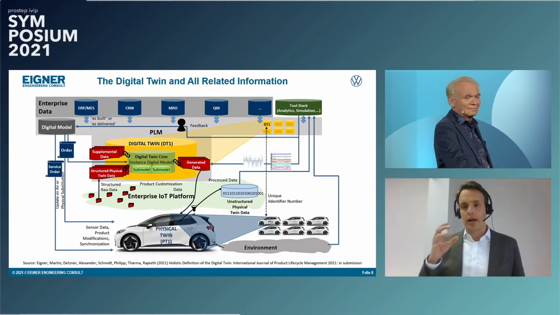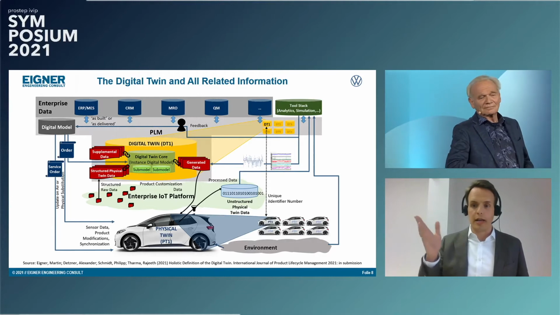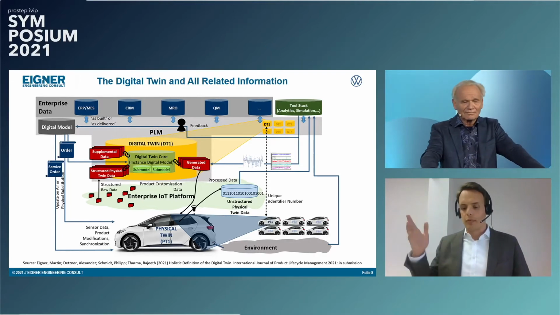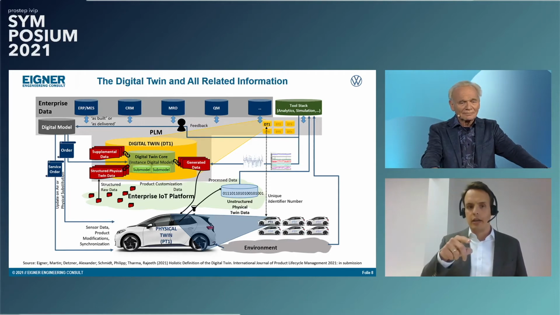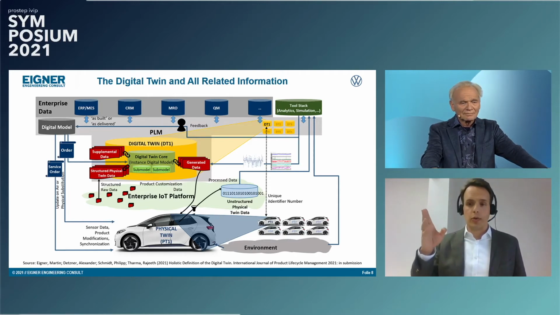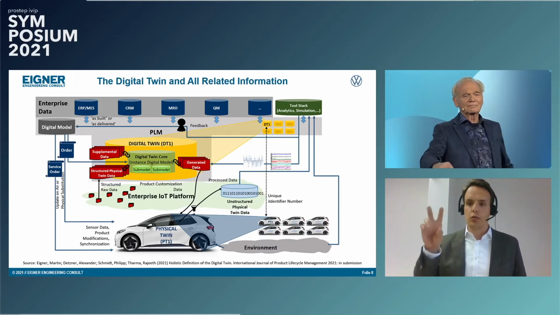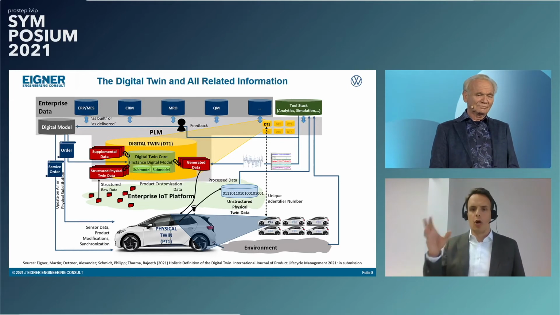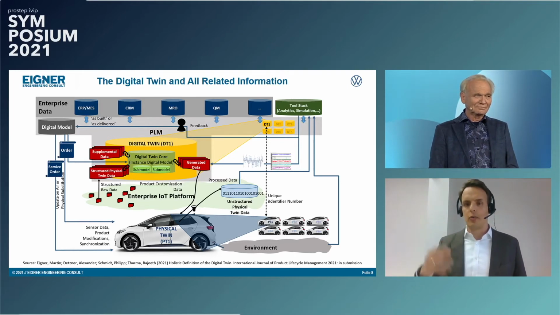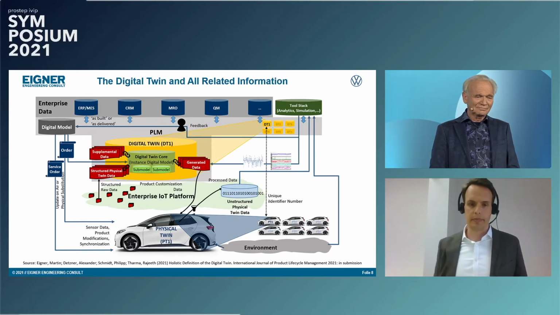And the basis in our eyes must be the digital model or digital master, because that's where all the descriptive data is managed. You can see it on the left side. And from this digital model, you can instantiate by an order the digital twin core. And the digital twin core contains the BOM and other describing data which are necessary for a specific use case.